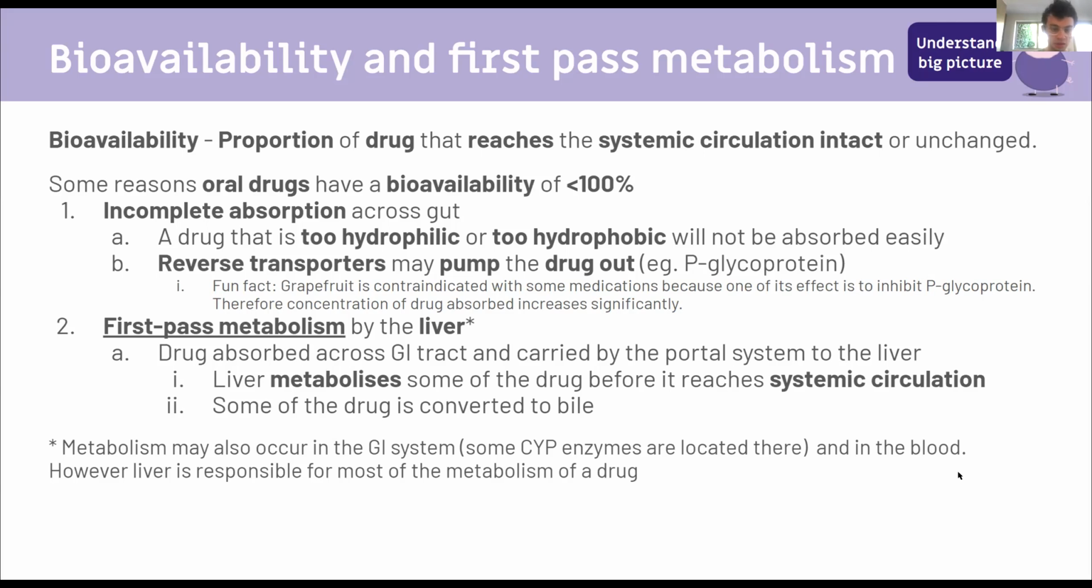Another more nuanced reason is because of reverse transporters that may be able to pump the drug out. You might remember this from micro. These channels are called P-glycoproteins. One of the reasons why you'll see grapefruit contraindicated for a lot of medications is because it inhibits P-glycoproteins, which means the concentration of the drug is going to be incredibly significant.